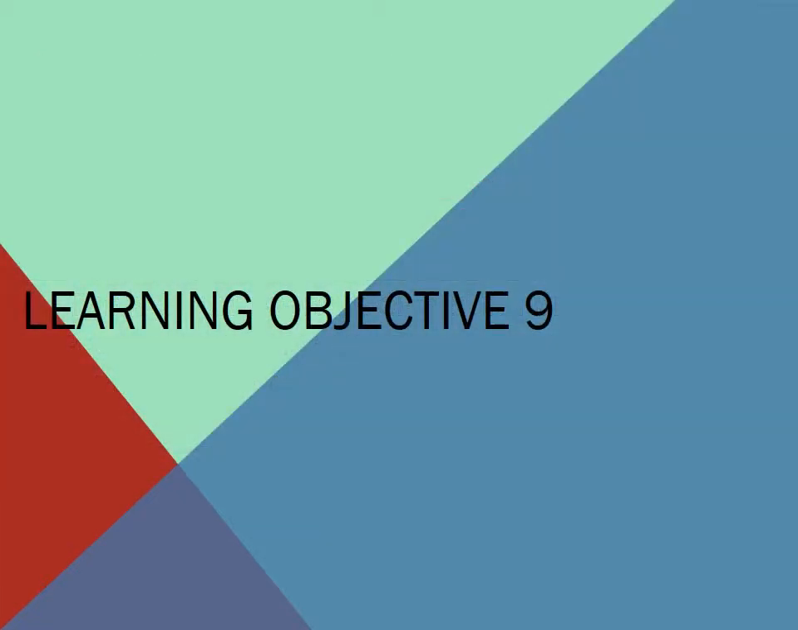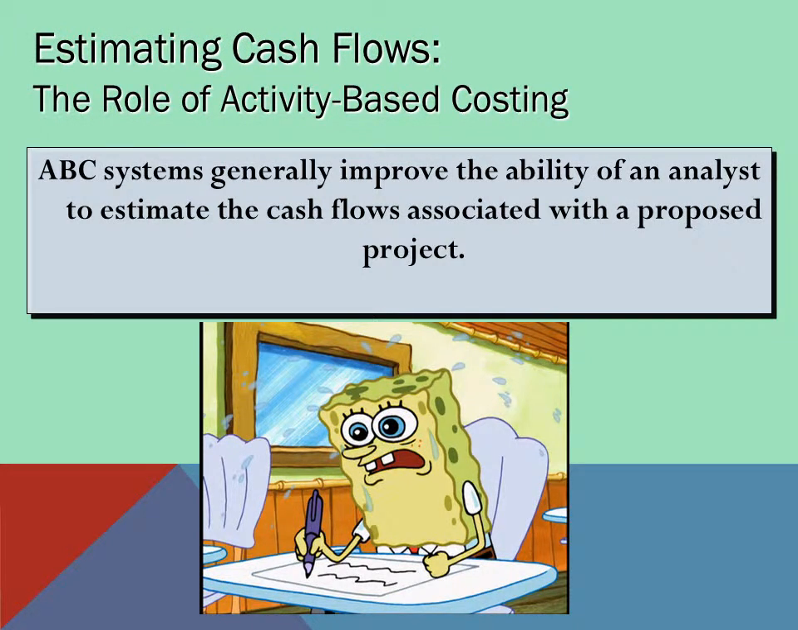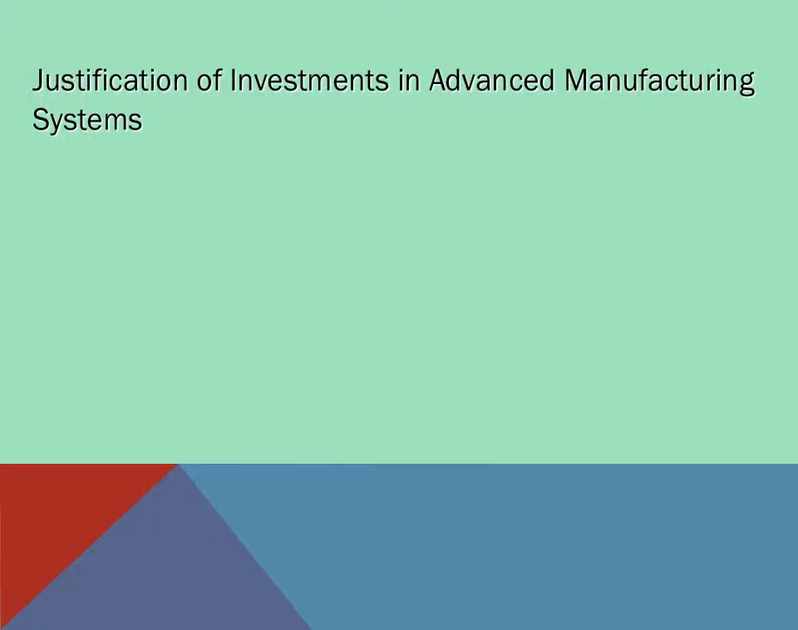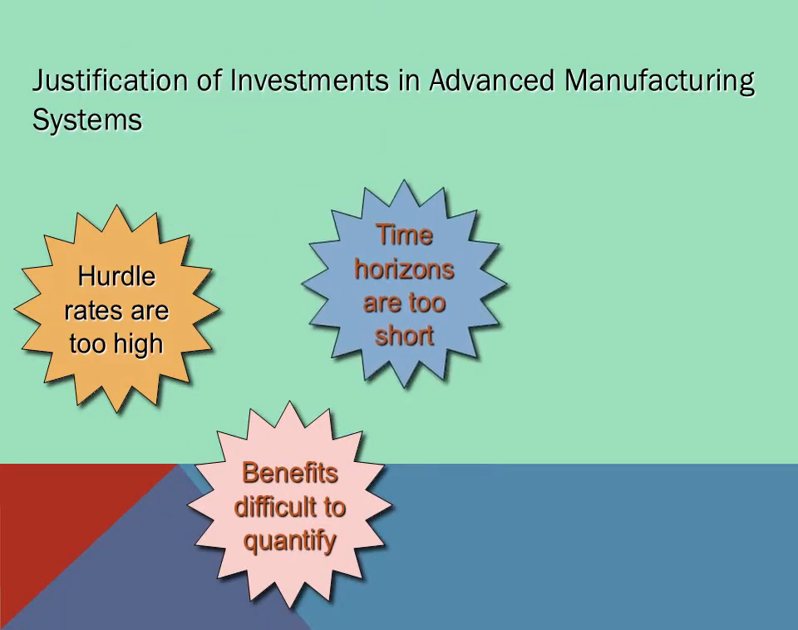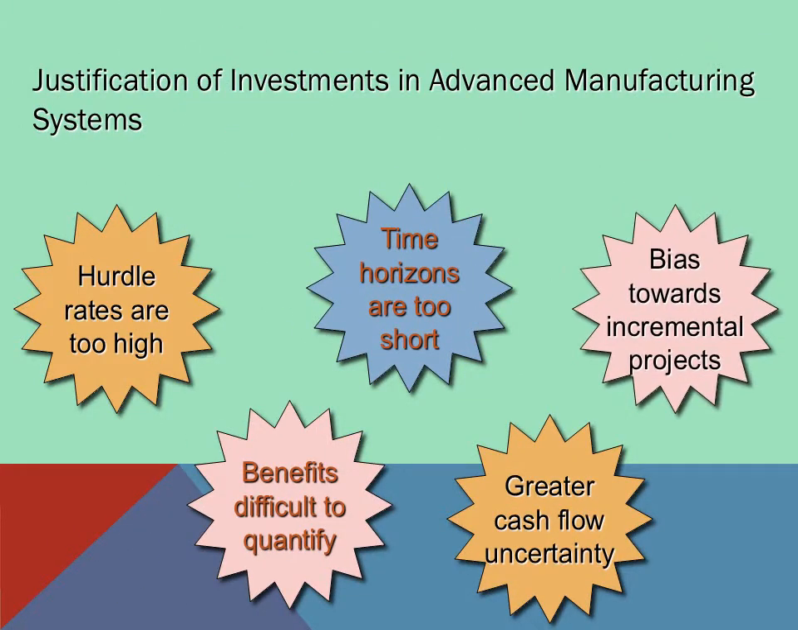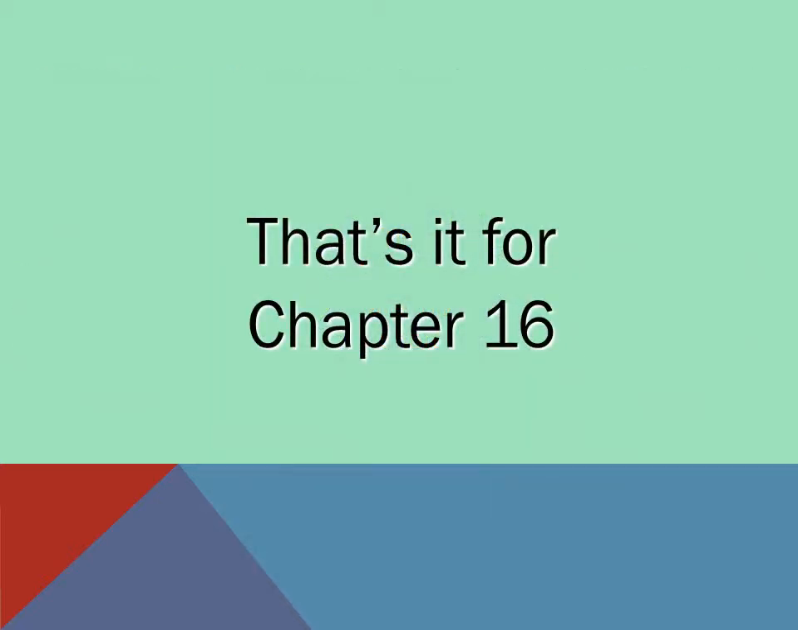Objective 9. Describe the impact of activity-based costing and advanced manufacturing technology on capital budgeting decisions. The validity of any discounted cash flow analysis depends on the accuracy of the cash flow estimates. Activity-based costing systems generally improve the cost analyst's ability to accurately estimate projects' cash flows. Observers argue that for a variety of reasons, discounted cash flow analyses tend to underestimate the benefits of investing in advanced manufacturing technology. An investment of time in this chapter will bring returns for the rest of your life.